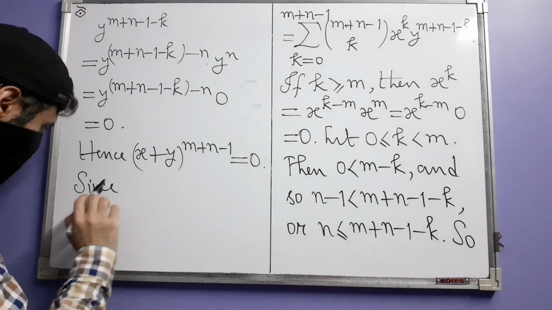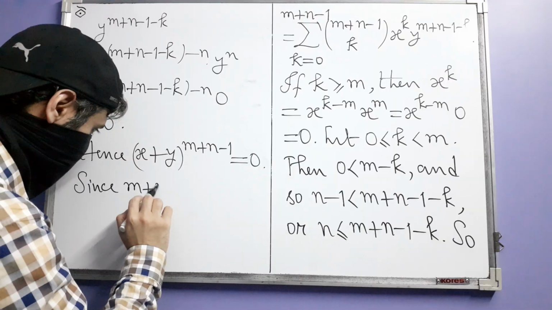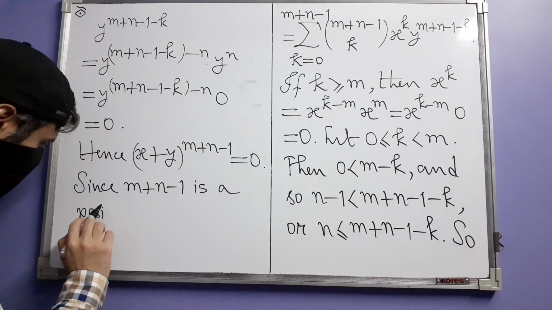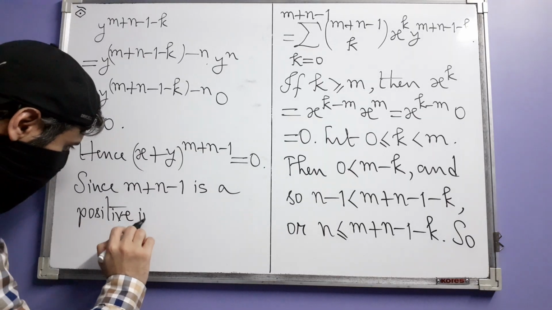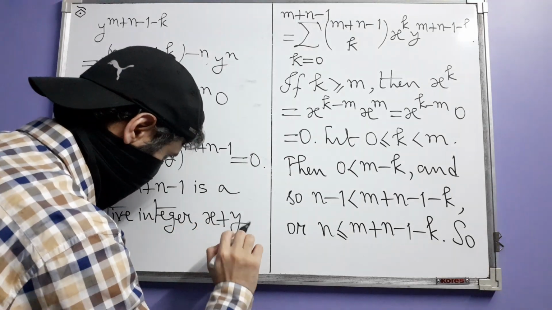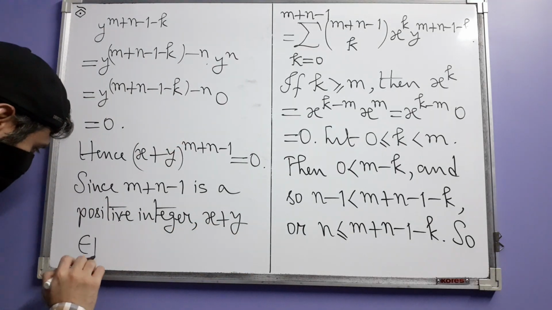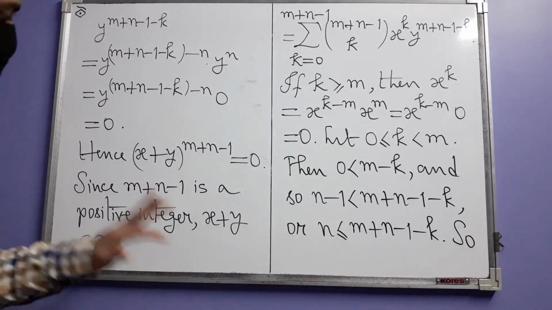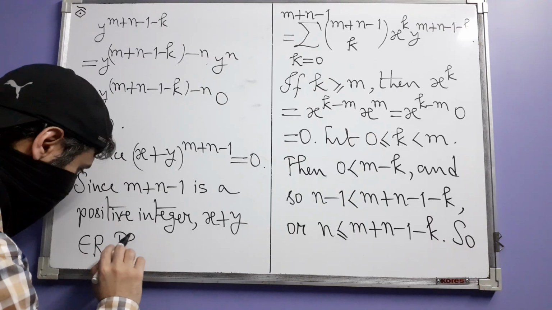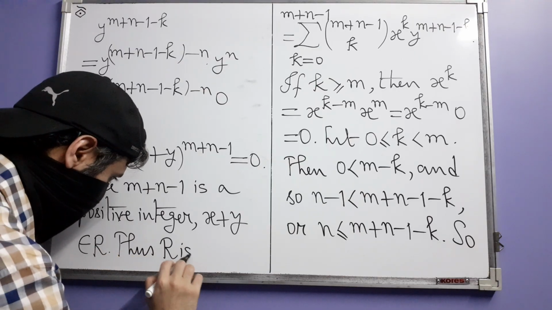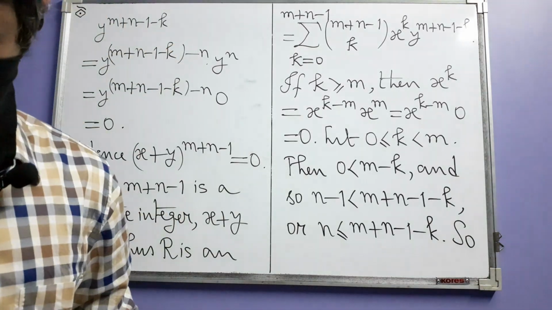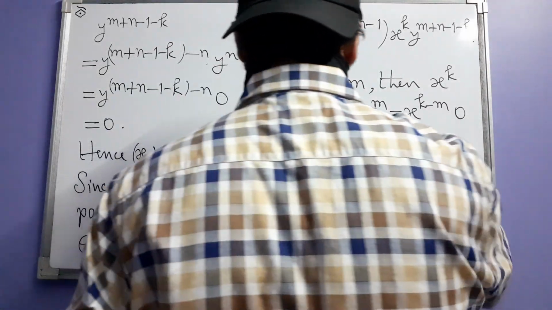In fact, you should mention that this is a positive integer. So now we can conclude that yes, x plus y is also nilpotent. Now we have all the pieces to claim that R is an ideal. Thus, R is an ideal. So we have proved one half of the proposition.